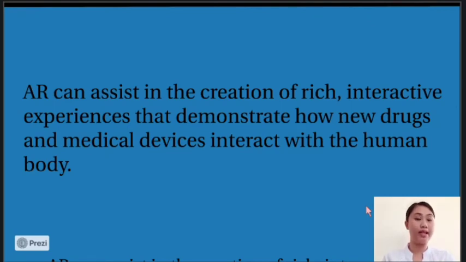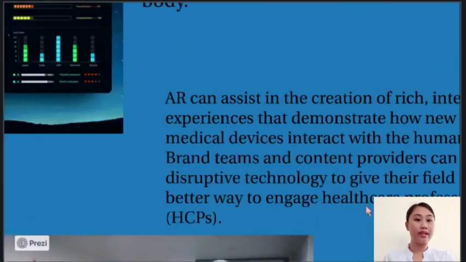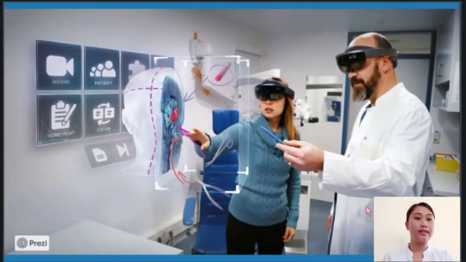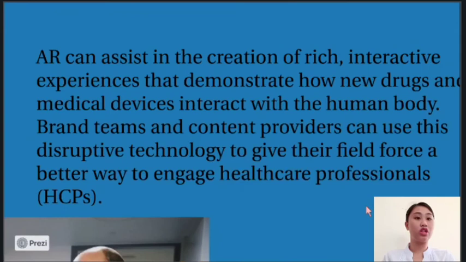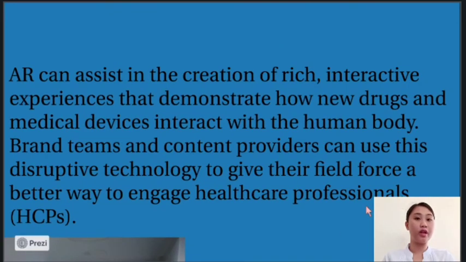Brand teams and content providers can use this disruptive technology to give their field force a better way to engage healthcare professionals. Using AR as an essential tool to communicate, educate, and engage HCPs and patients on innovations that will improve outcomes as AR matures and becomes more affordable and user-friendly.